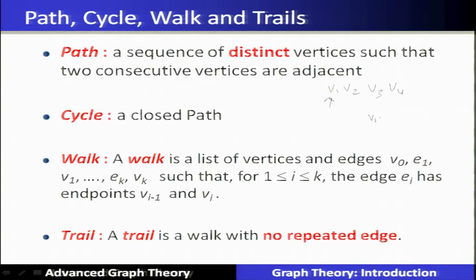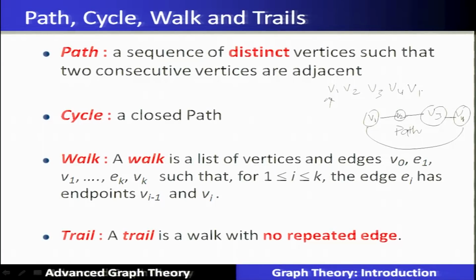adjacent. That means V1 and V2 have an edge. Similarly, V2 and V3 have an edge, V3 and V4 have an edge. So, this is called a path. A cycle is a closed path. That means after V4, if there is an edge to V1, then it is called a cycle.